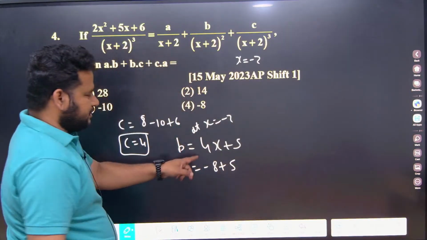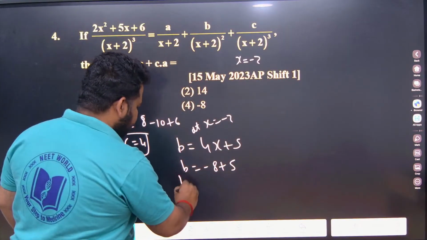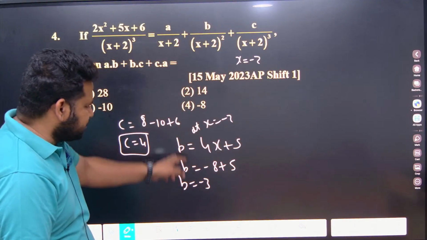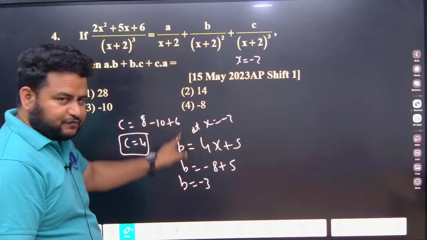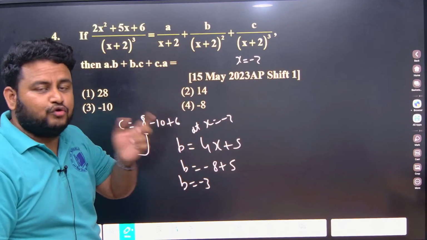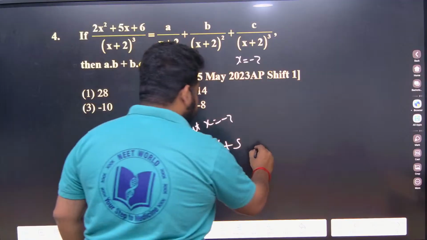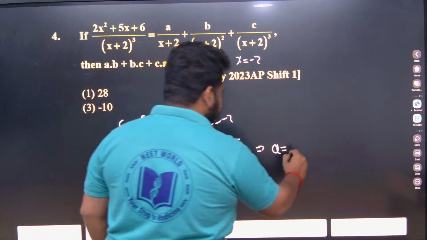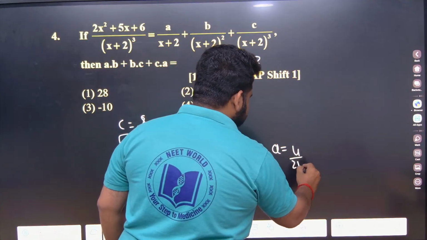4 into minus 2 is there. So b will be equal to minus 3. Now I have to differentiate this again. To get the value of a, I have to differentiate this again and divide by 2 factorial. 2 factorial is 2. Okay. So if I differentiate this again, I will get 4.